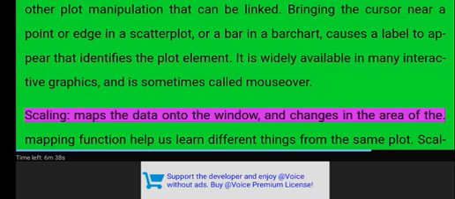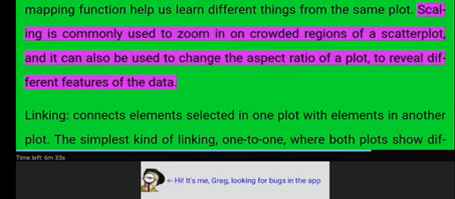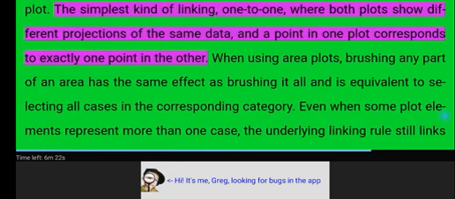Scaling maps the data onto the window, and changes in the area of the mapping function help us learn different things from the same plot. Scaling is commonly used to zoom in on crowded regions of a scatterplot, and it can also be used to change the aspect ratio of a plot, to reveal different features of the data. Linking connects elements selected in one plot with elements in another plot. The simplest kind of linking is one-to-one, where both plots show different projections of the same data, and a point in one plot corresponds to exactly one point in the other.